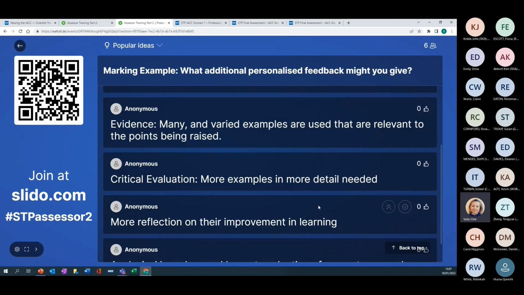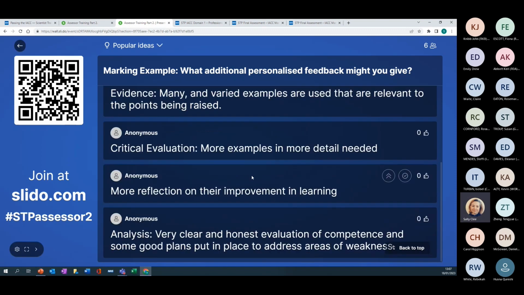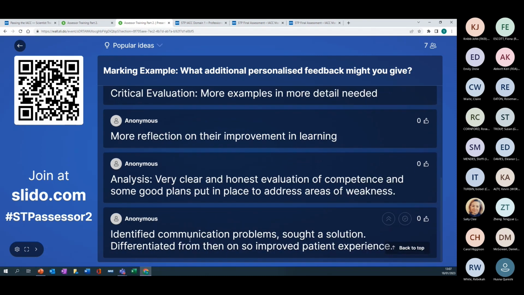Yeah, more examples in more detail needed for the critical evaluation. Okay, and that might be why you put it down. You might give an overall grade where one section might be excellent, the other section might be good, but overall that balances out to good. More reflection on their improvement in learning. Yeah, very clear and honest evaluation of competence and some good plans put in place to address areas of weakness. Yeah. Identify communication problems, sort a solution, differentiated from then on, so improve patient experience. Brilliant, yeah.